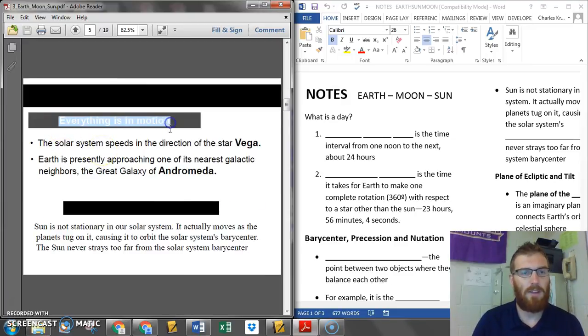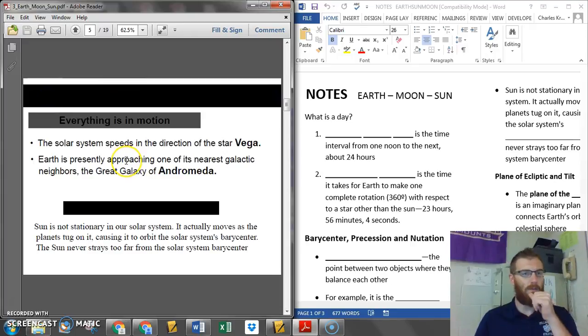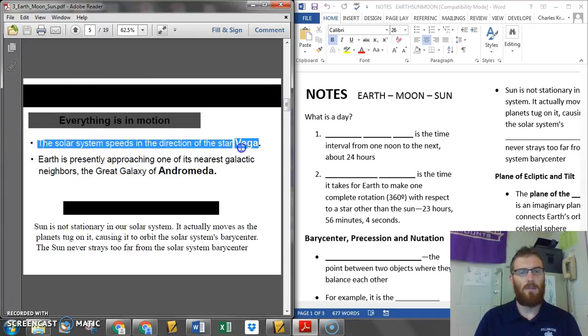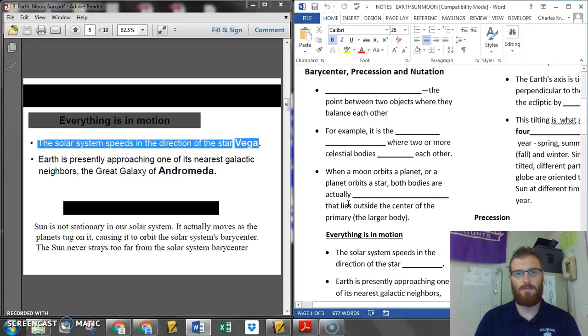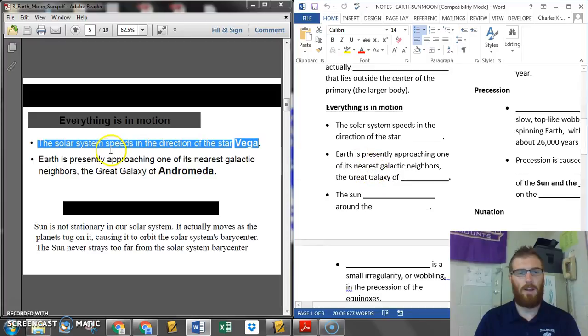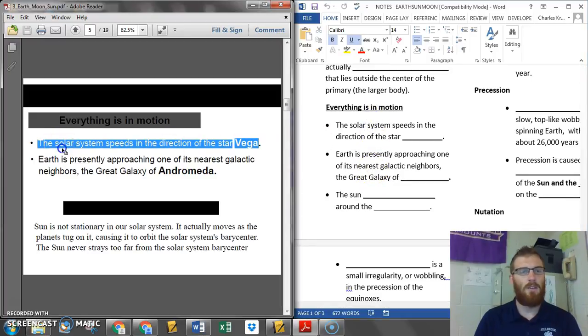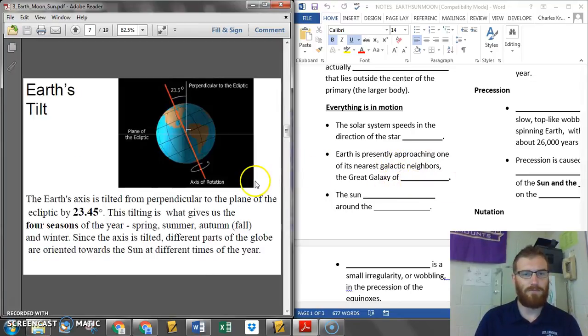Remember, everything in space is in motion. It's not giving me everything on here, but that's okay. So the solar system speeds in the direction of the star Vega. Let me move down here for you. So the barycenter here, for example, is the center of mass. And we're going to move back here. So everything is in motion. The solar system speeds to the star Vega, and Earth is presently approaching the galaxy of Andromeda.